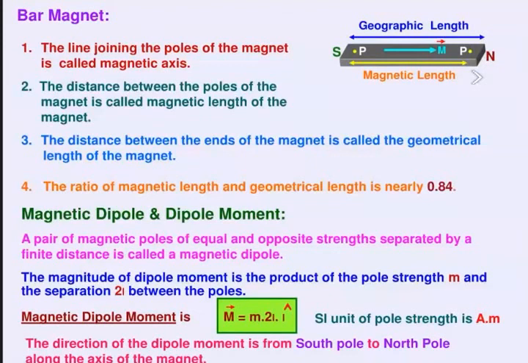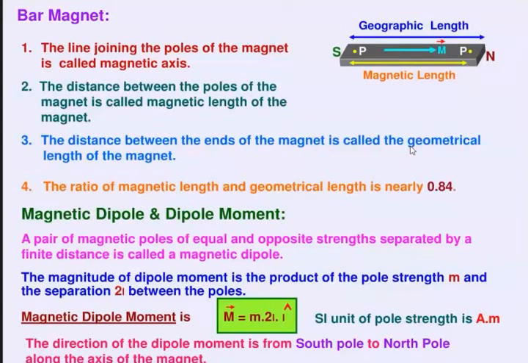Line joining the poles of a magnet is called magnetic axis. When you join this pole and this pole, this will be termed as magnetic axis. And the distance between the poles of a magnet is called magnetic length of that magnet. So the terms magnetic axis and magnetic pole are clear.